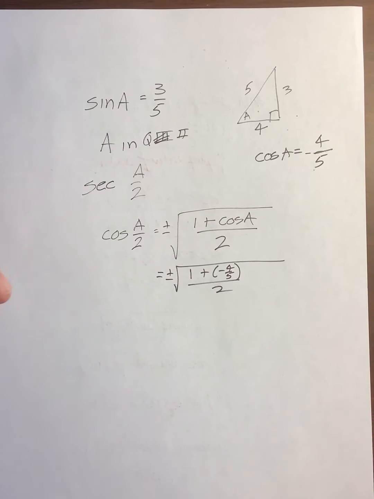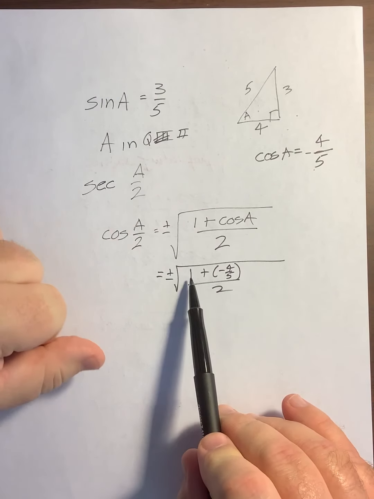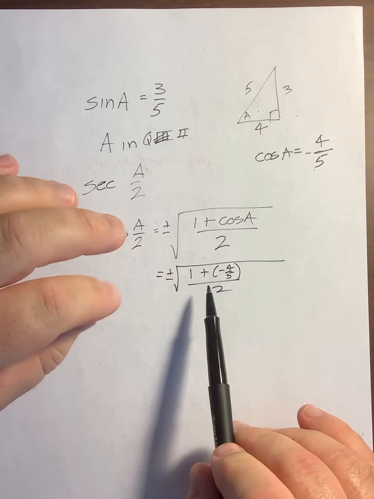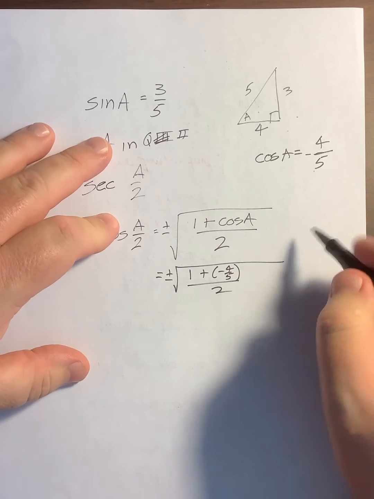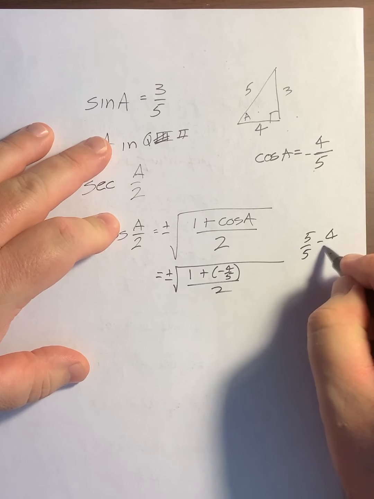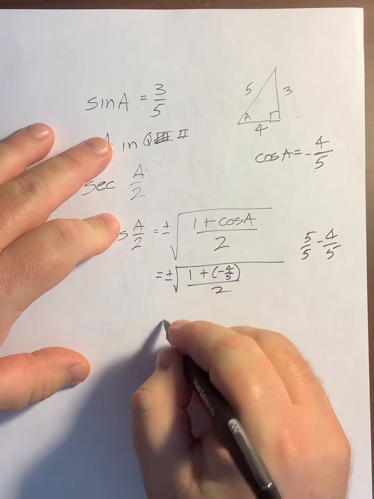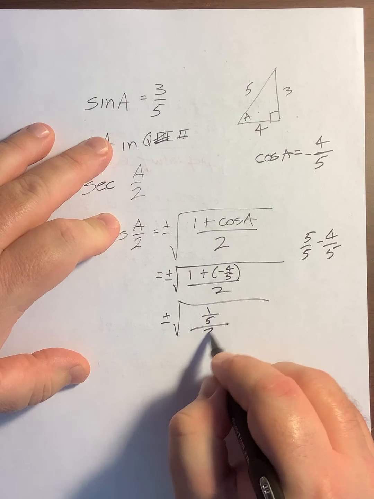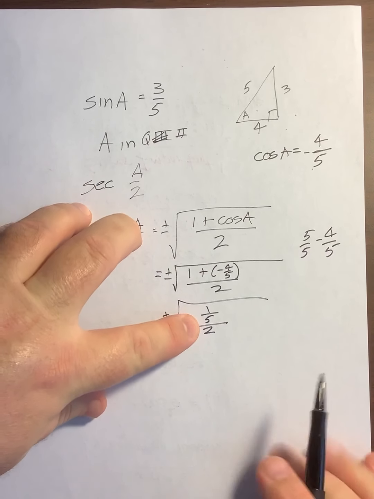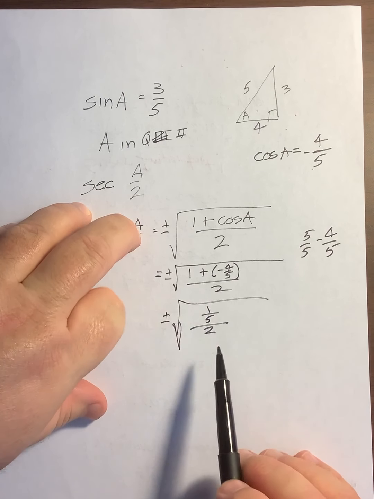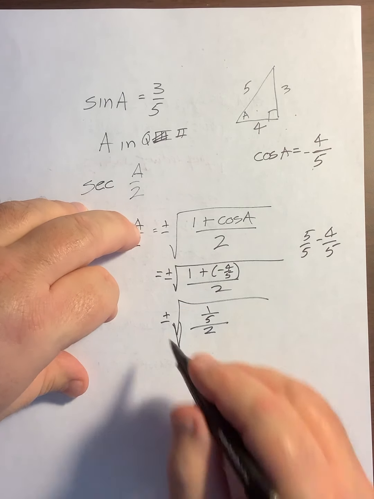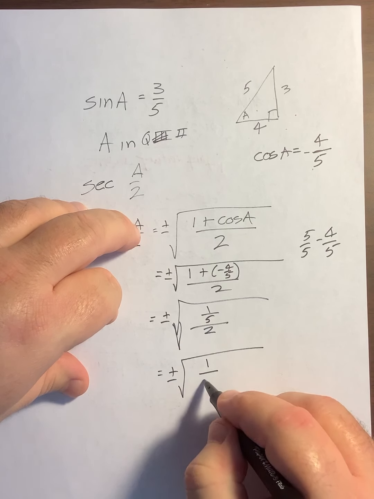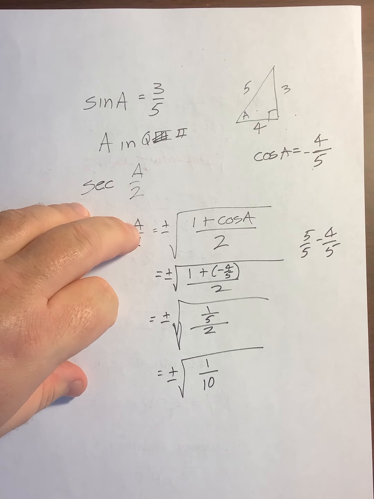Trig's over. This is all algebra now. So first of all, let's look at this here. 1 plus negative 4/5. Well, that's really 1 minus 4/5. 1 is the same as 5/5, right? So that's 5/5 minus 4/5. And what is that? Well, that's going to be 1/5. So now I have this fraction here. Basically this is asking you what's half of 1/5. What's half of a fifth? And I'm hoping that you're going to say, oh, that's easy. That's 1/10. Half of a fifth is a tenth.